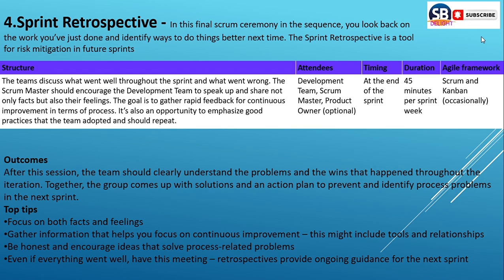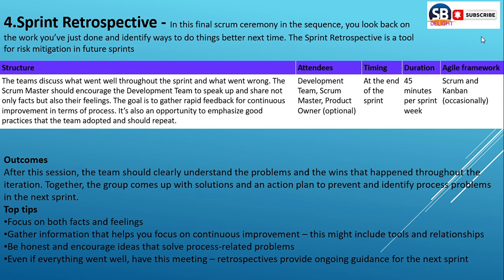That means outcome. What will the outcome be? After this session, the team should clearly understand the problems and the wins that happened throughout the iteration. Together, the group comes up with a solution and an action plan to prevent and identify process problems in the next sprint. Top tips means focus on both facts and feelings, like gathering information that helps you focus on continuous improvement. This might include tools and relationships.